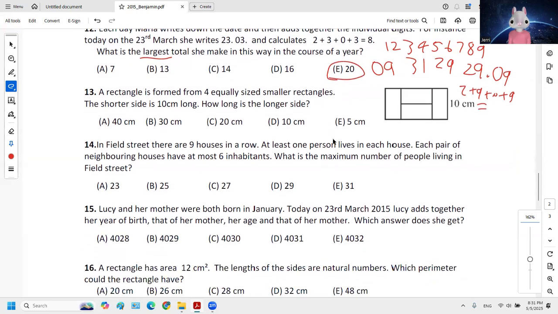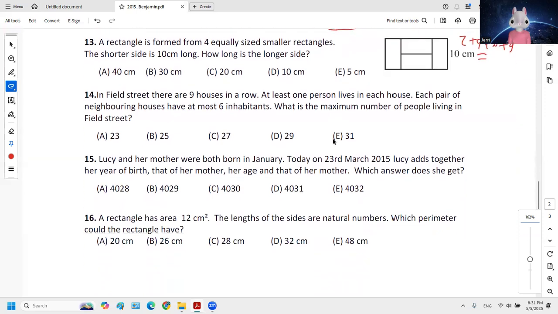Question number 13. A rectangle is formed from 4 equally sized smaller rectangles. The shorter side is 10 centimeters long. How long is the longer side?